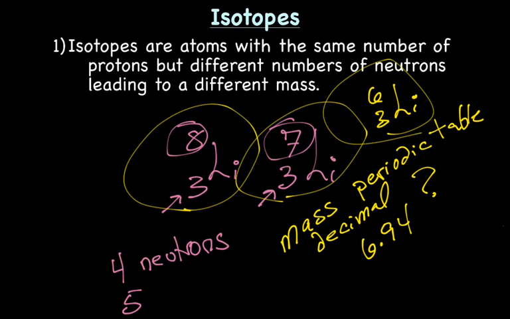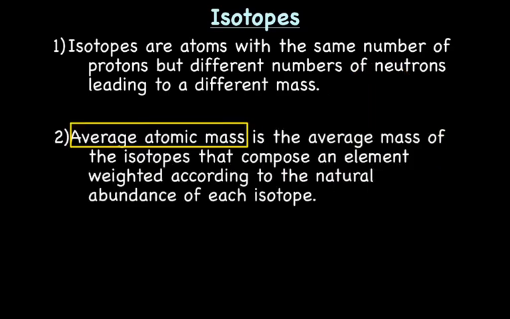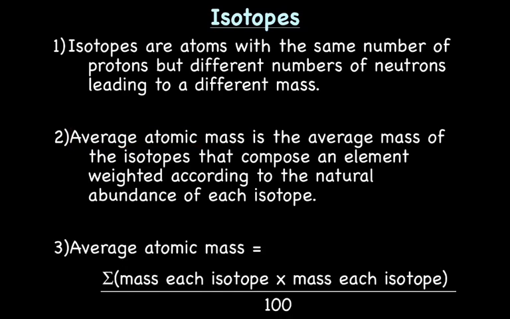Like, for example, there are more lithium 7s than there are lithium 8s or 6s. Okay, so the average atomic mass is the mass of the isotopes that compose an element weighted according to the natural abundance of each isotope. And here's the formula. Average atomic mass equals the sum of the mass of each isotope times the abundance of each isotope divided by 100.